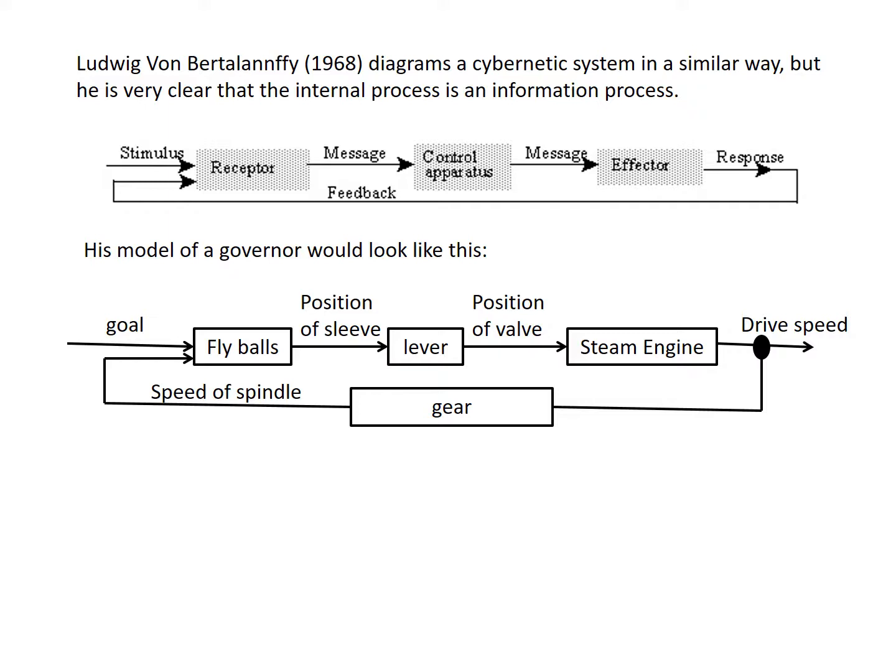His model of a governor would look like this. The goal is placed in the flyballs, which controls the position of the sleeve, which is a message to the lever, which controls the position of the valve, which controls the amount of steam going into the steam engine, which turns it into drive speed. Information about the drive speed is then fed back using the gear system to produce the speed of the spindle, which is then information going to the flyballs.